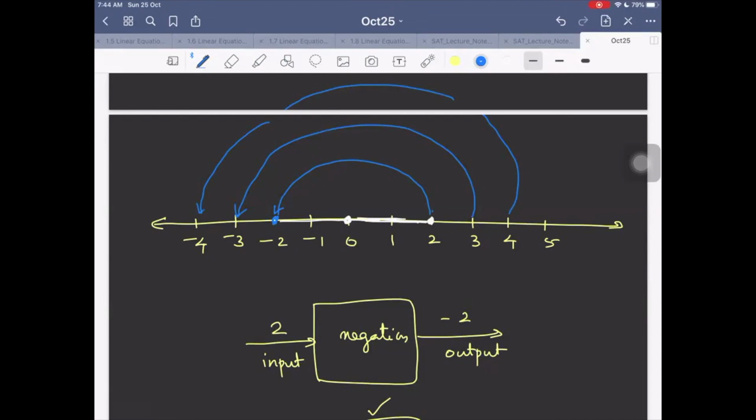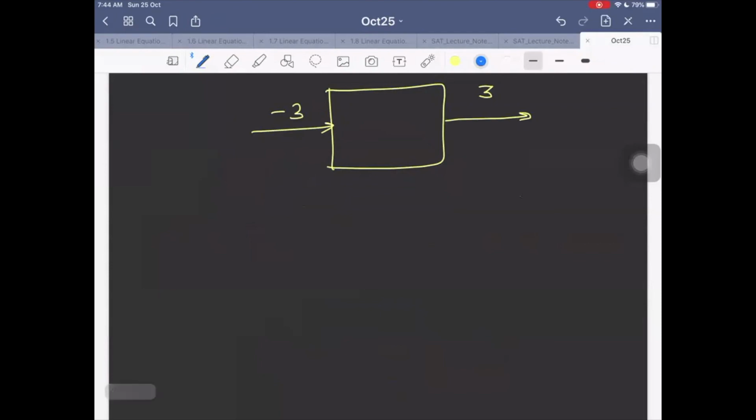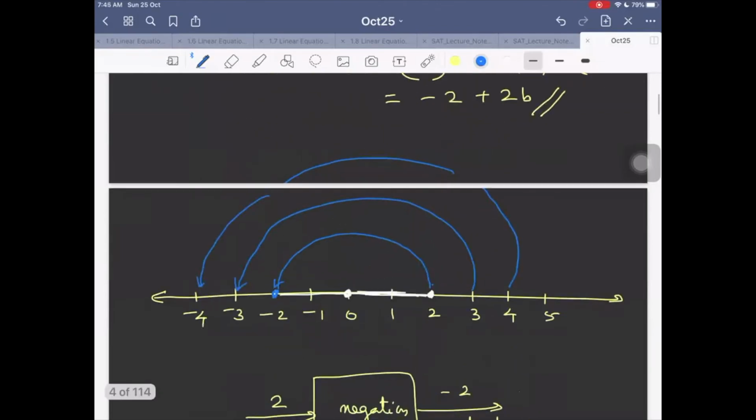Is it okay? So what did we figure out from the discussion we made so far? We understand that negating a number, or multiplying a number with -1, is as good as rotating that number in a semicircle. Is this clear? Negating a number is as good as rotating that number in a semicircle. Cool?